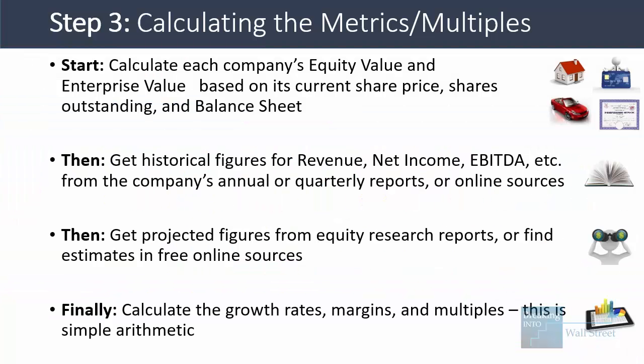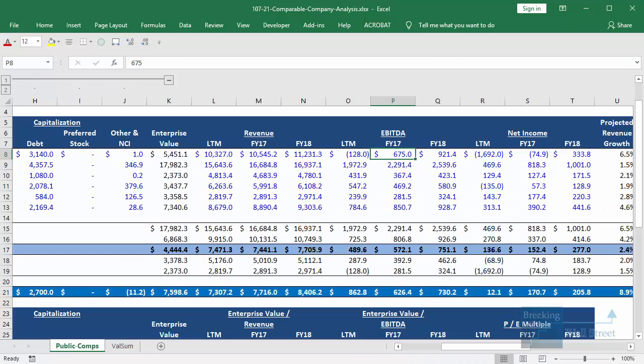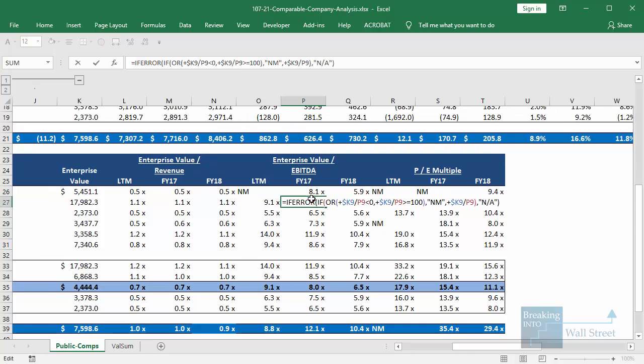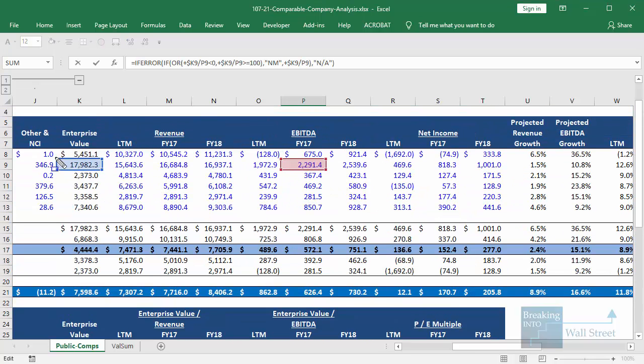And then once we had all that, we calculated the growth rates, the margins, and the multiples for this company. There isn't really much to say about this. This is simple arithmetic, which I hope you understand if you're watching this. To calculate the projected revenue growth, we take revenue in 1 year and divide by revenue in the previous year and subtract 1. To calculate the multiples, for the enterprise value based ones, we just take our enterprise value and then we divide by our EBITDA in the relevant year.